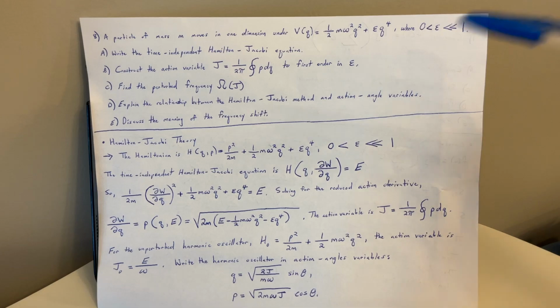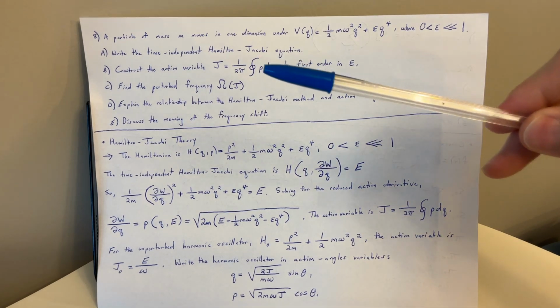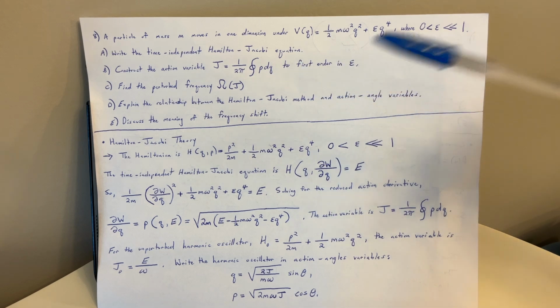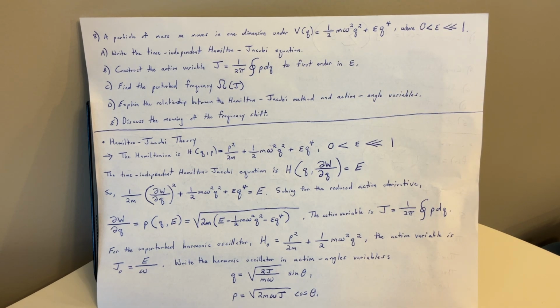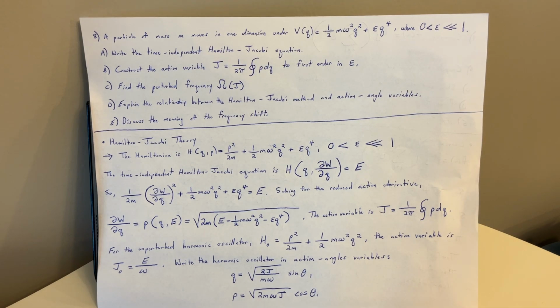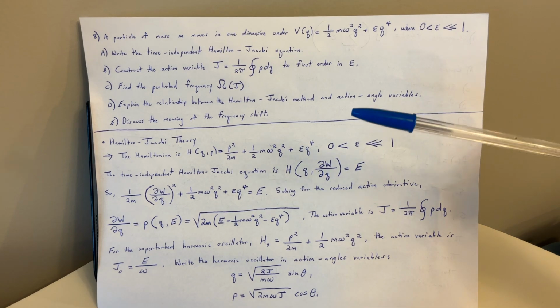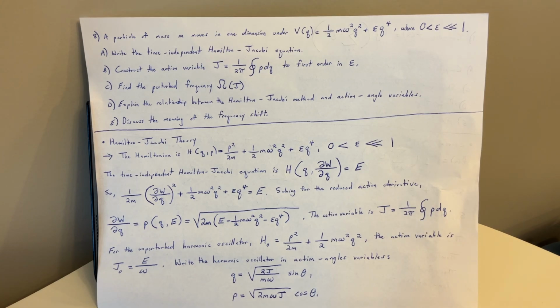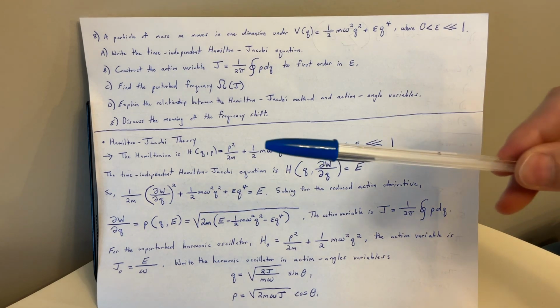Part B: construct the action variable J = 1/(2π) ∮ p dq to first order in ε. Part C: find the perturbed frequency Ω(J). Part D: explain the relationship between the Hamilton-Jacobi method and action-angle variables. And part E: discuss the meaning of the frequency shift. So this is a Hamilton-Jacobi theory problem.